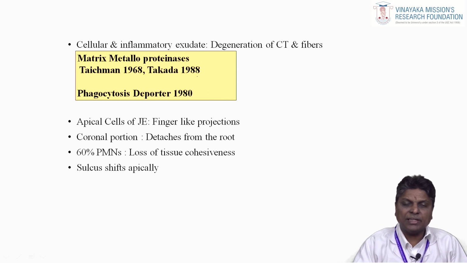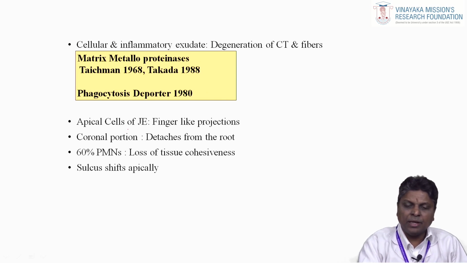So what will happen? The apical cells of the junctional epithelium, as I told you before, the finger-like projections will take place. Then the junctional epithelium detaches from the coronal portion, from the cementoenamel junction, further downward, and there is 60% polymorphonuclear neutrophils. So there is a loss of cohesiveness. So the sulcus shifted apically becomes a pocket. This is the mechanism you want to know.